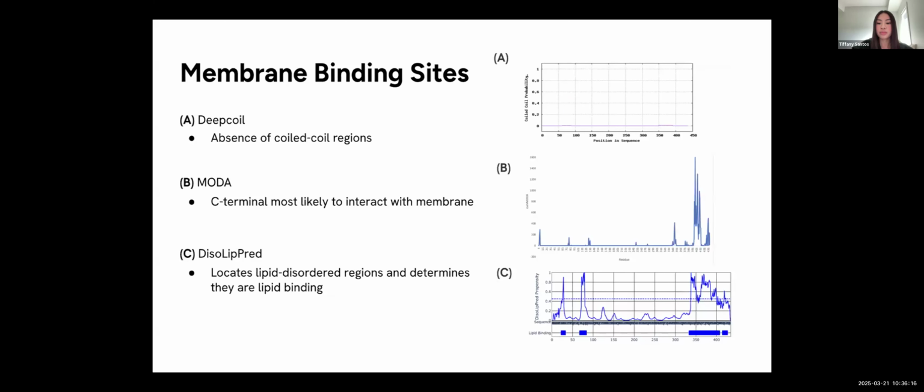So going back to membrane binding sites, DeepCoil analysis shown in figure A shows no coiled coil regions, indicating that it doesn't multimerize. Figure B presents MODA data, which I graphed, and it highlights that most membrane binding sequences cluster at the C terminal. A study by Derzinka and her research team determined that STK40 has a potential binding motif for COP1 at the C terminal, and this aligns with the proposed mechanism of STK40. Figure C from DisoLipPred further supports this, predicting 4 lipid binding regions, primarily at the C terminal.